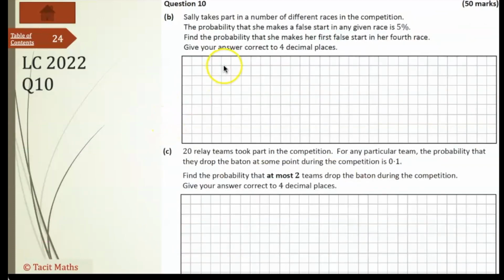Now, part B then, a completely new part of the question, relates back to running, but this is a Bernoulli trials question. Sally takes part in a number of different races in competition. She has a 5% chance of making a false start. What's the probability that this happens in the 4th race?